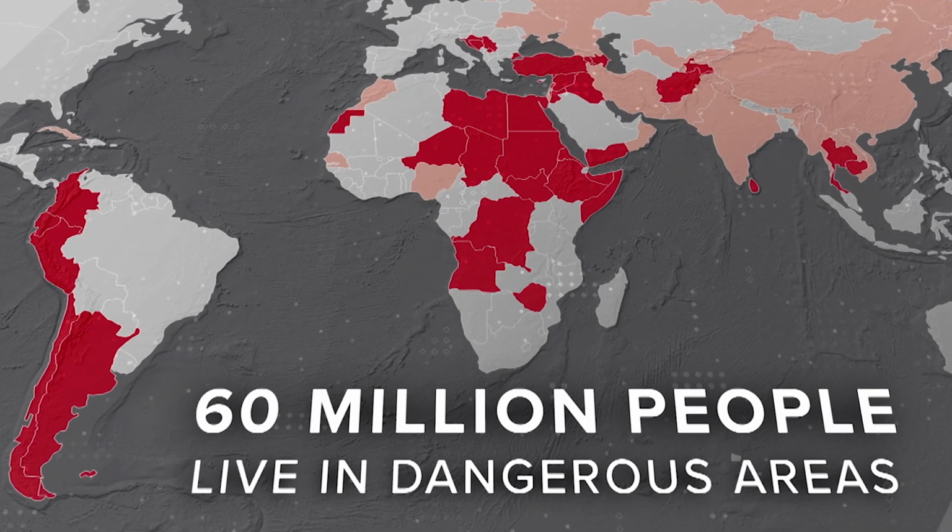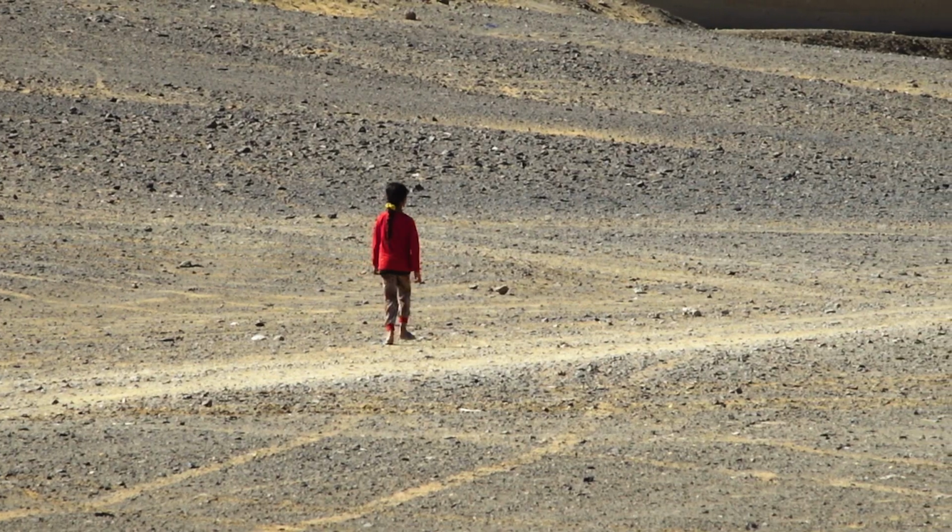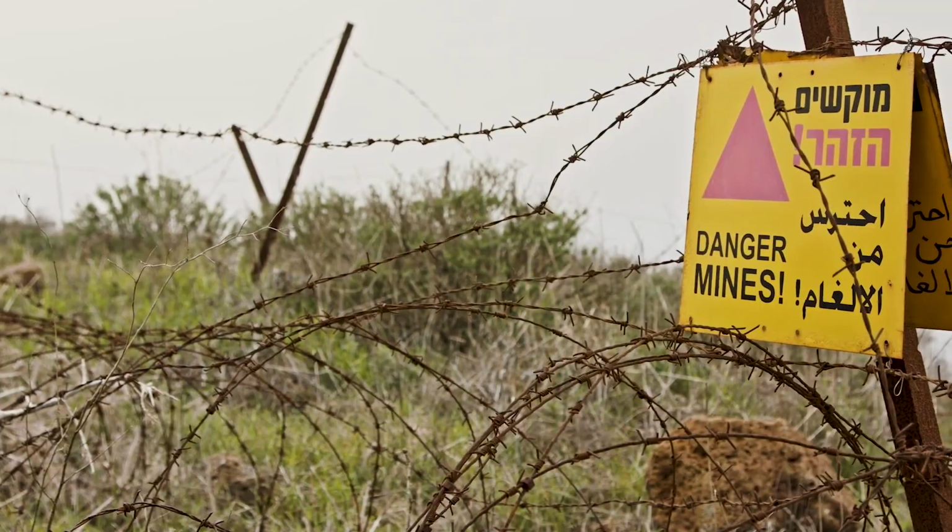It's about 60 million people that live in areas at risk. The human consequences can be very severe, because mines maim and kill. Depending on the type of mine you step on, you can lose a limb or you can lose your life, unfortunately. Today, half of the victims of mines are children.